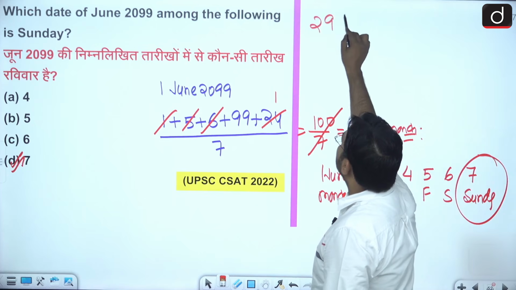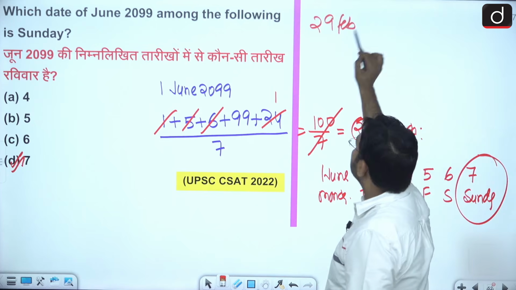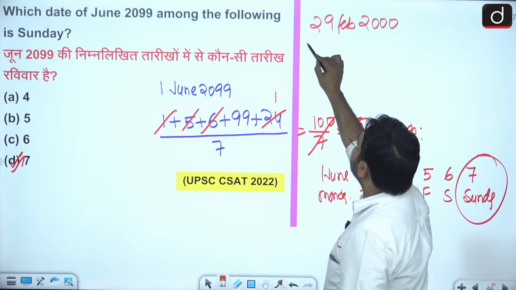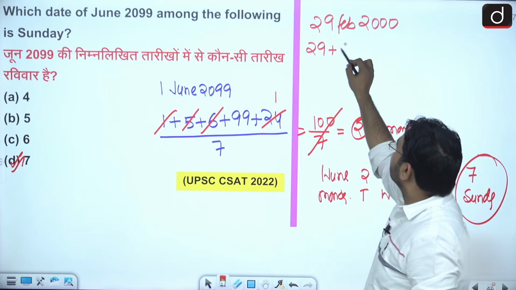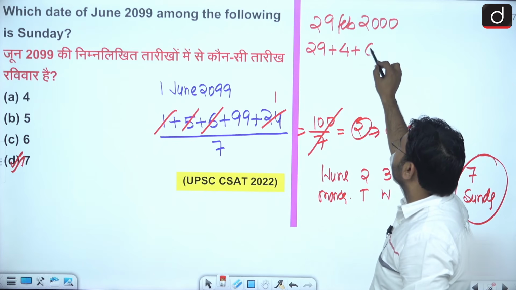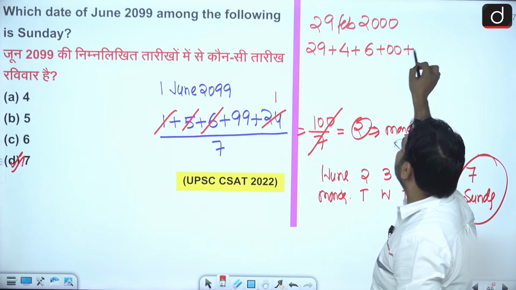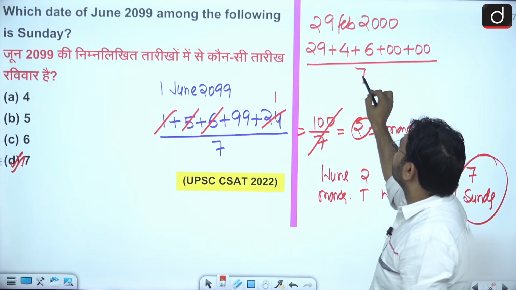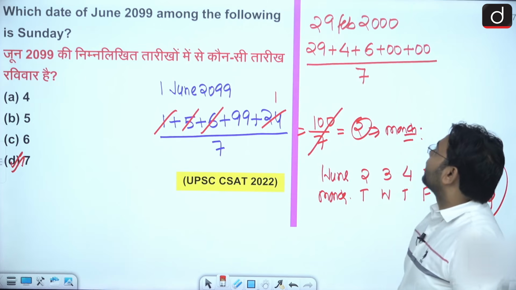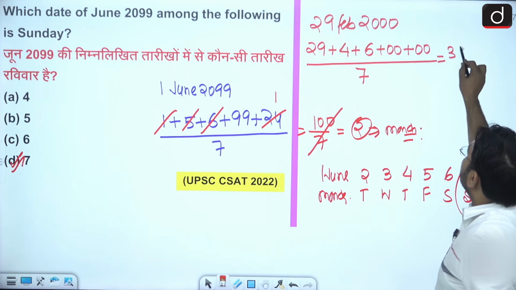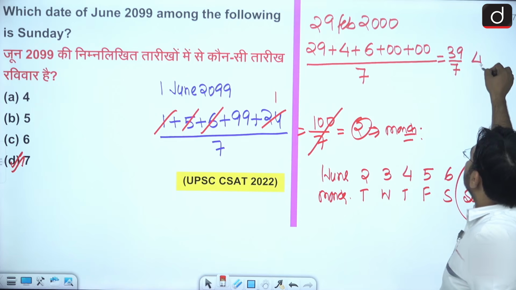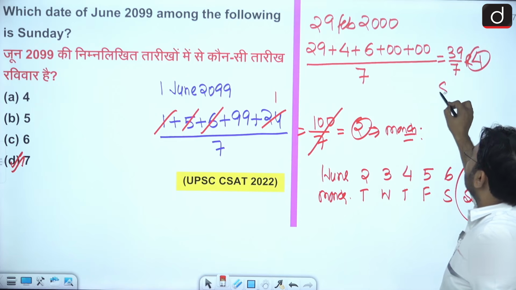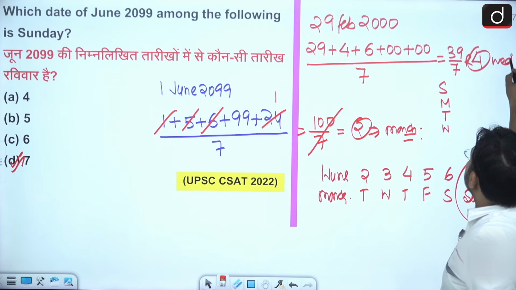29th of Feb 2000. 29 is date. Now month code 4. Now century code 6, year by 4. 6 plus 4, 10 plus 29, 39 by 7. Remainder 4. First day is Sunday, second Monday, third Tuesday and fourth is Wednesday.